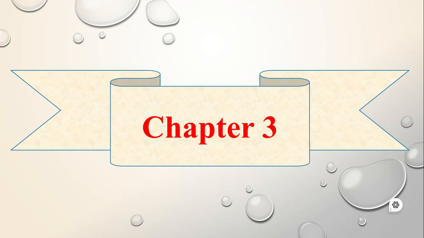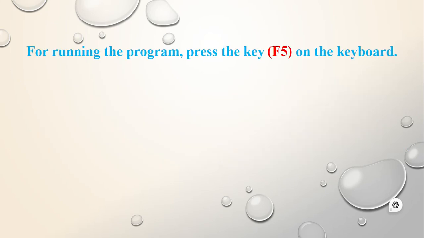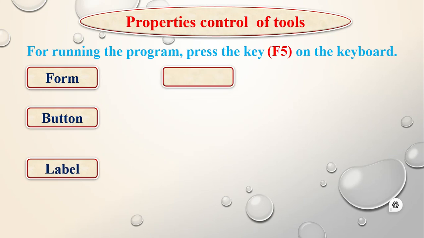Today we'll start with chapter 3. Chapter 3 is controls, and here we will speak about the objects and how to change their properties in the Visual Studio. So we'll start with properties control of tools.